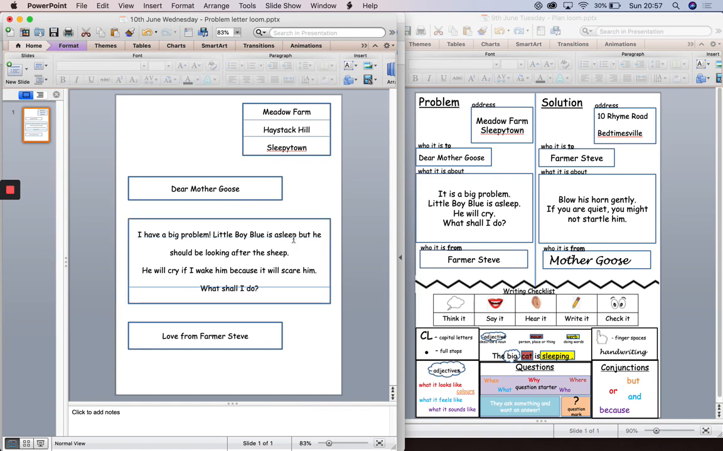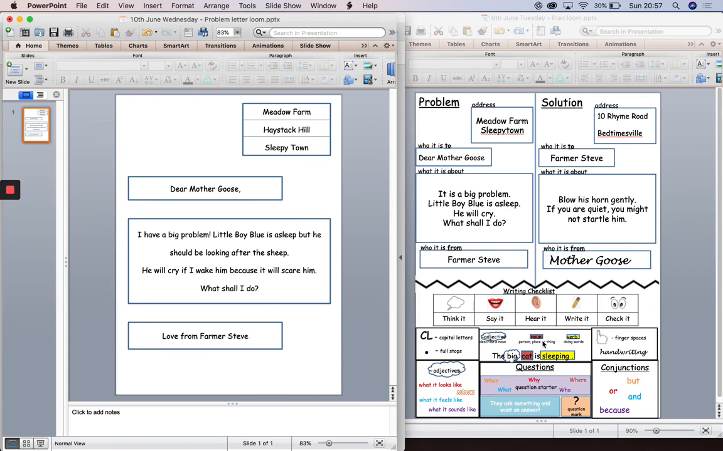Now, just to make sure I am ready, I'm going to read the whole thing to check my letter is good. Meadow Farm, Haystack Hill, Sleepy Town. Oh, it's giving me a little wiggle there. I'm going to make it 2 words. And it needs a capital letter because it is a name of a place. Dear Mother Goose, a little comma after that introduction there. I have a big problem. Little Boy Blue is asleep, but he should be looking after the sheep. He will cry if I wake him because it will scare him. What shall I do? Love from Farmer Steve.